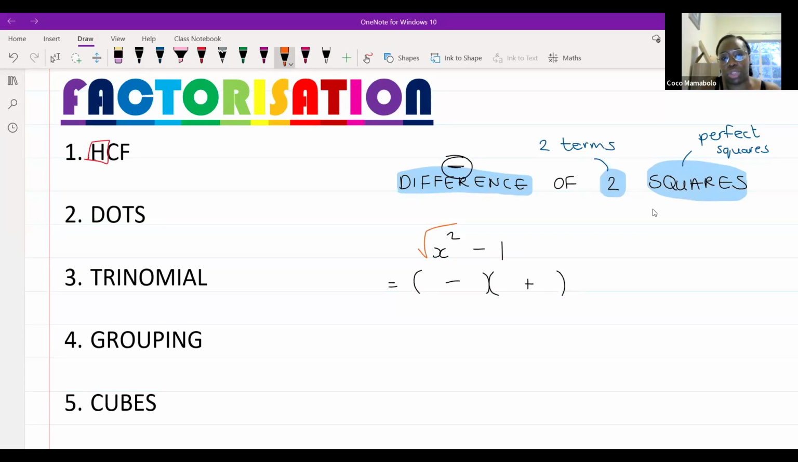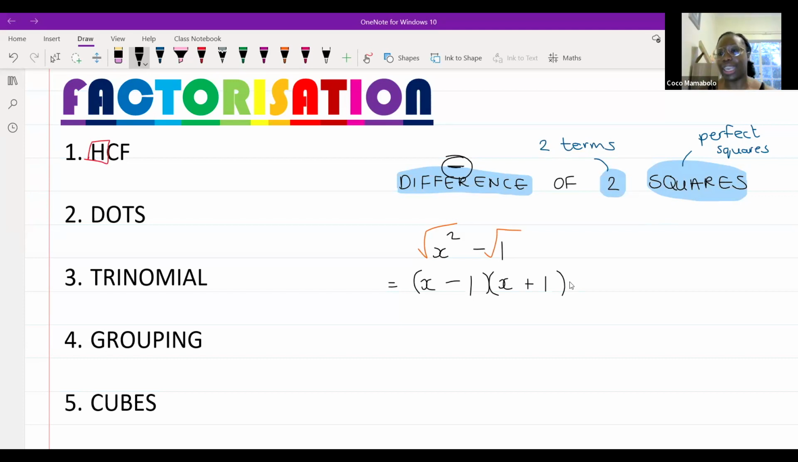I'm going to square root x squared, and I'm going to square root 1. Now, I know that the square root of x squared will give me x, so I'm going to put an x here, and I'm going to put an x here. And then I know that the square root of 1 is just 1, so I'm going to put a 1 here and a 1 there. And that's how we factorize dots.